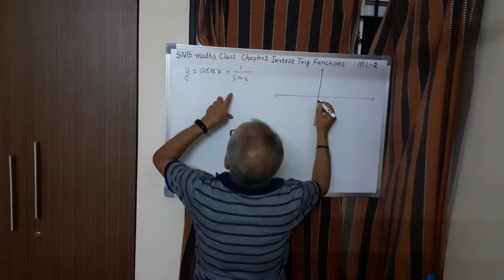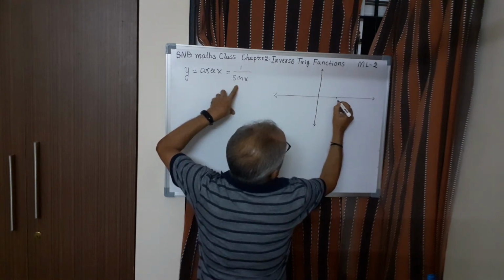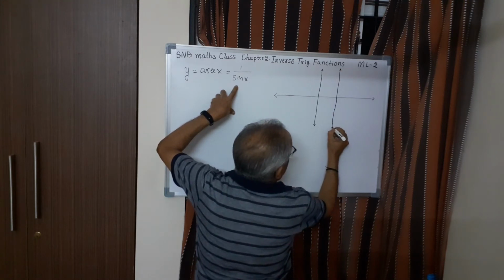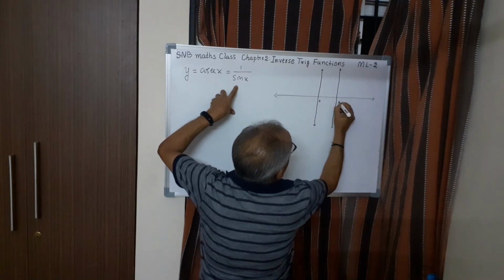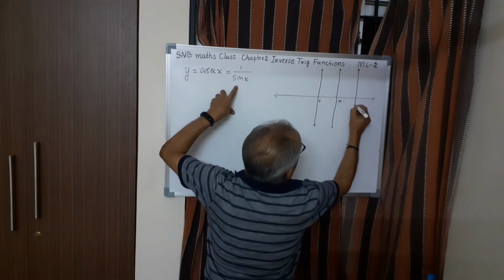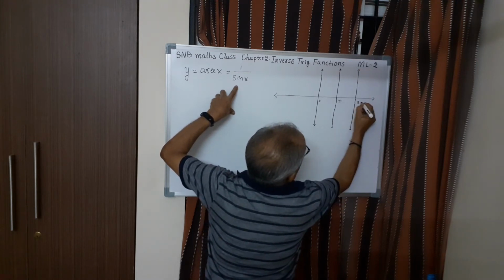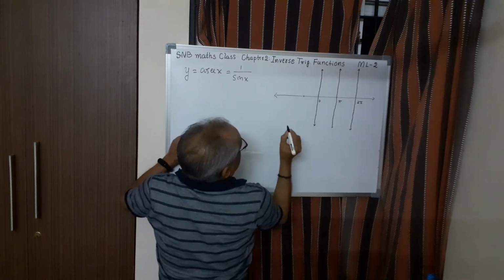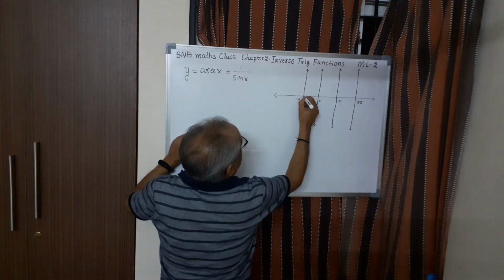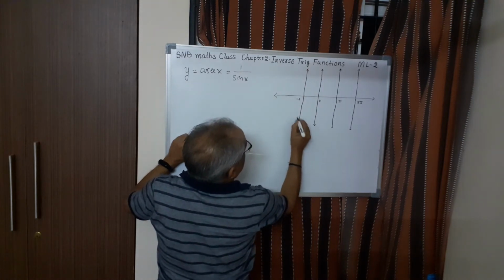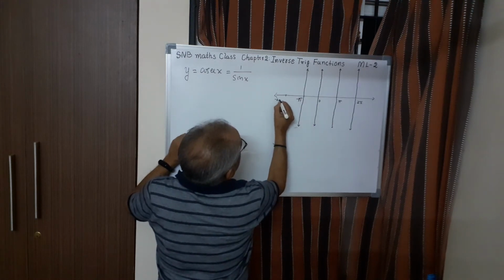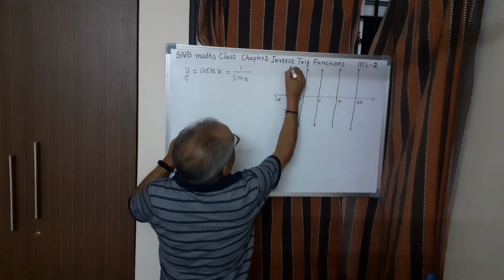So 0 it is not defined. Then similarly pi it is not defined. So wherever it is not defined, we will draw the line like this. Then this is 0, this is pi, and similarly 2 pi also it is not defined. So I will draw one more line here. So here it is 2 pi, and here minus pi also same thing. Minus pi also it is not defined. So we can draw one line here. This is minus pi, and minus 2 pi. I will finish with this one, minus 2 pi. So here also it is not defined.